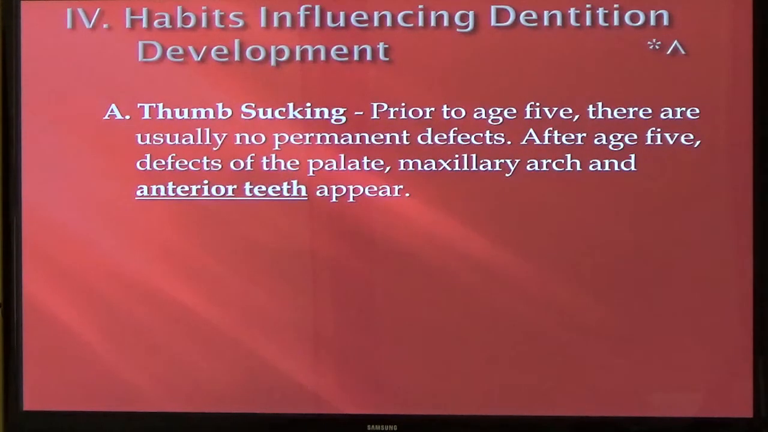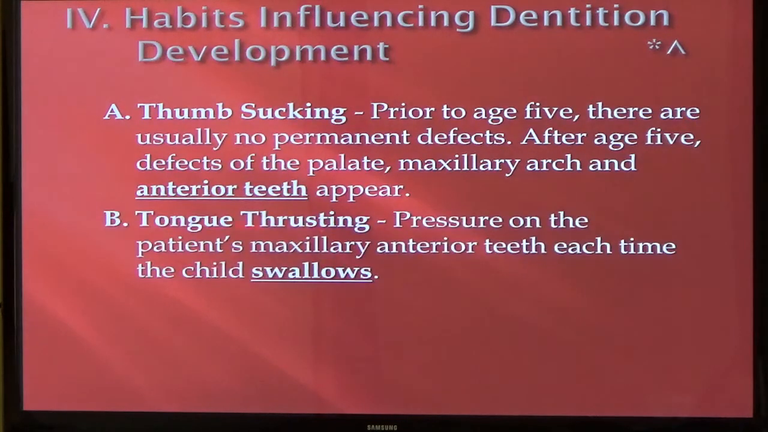After the age of 5, then we start to see a problem. You start to see the palate being pushed up under the nose. The upper arch starts to become narrower, and the anterior teeth begin to kind of buck. Again, tongue thrusting is when your tongue starts putting pressure on your teeth instead of up on the roof of your mouth when you swallow.